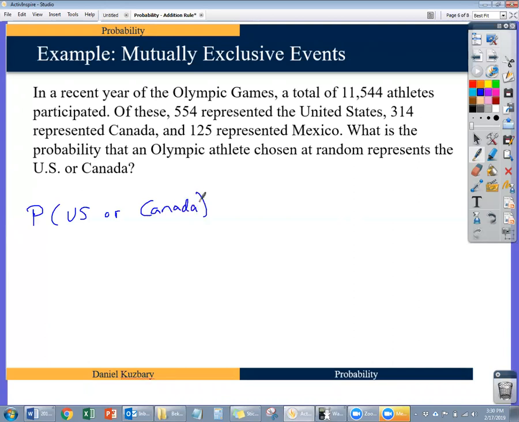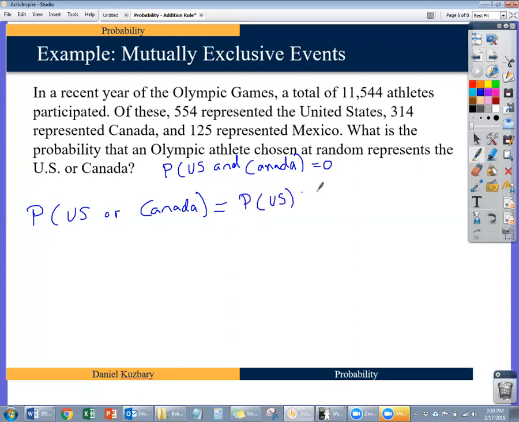Now, the first thing we should do is ask ourselves, are these mutually exclusive events? Is it possible for an athlete to represent the United States and Canada at the same time? It's not. Now, you may be thinking, well, they could be from the US and from Canada at the same time, but I think the Olympic rules say you've got to pick a team. You can only represent one country at a time. So the probability that you have an athlete representing the US and representing Canada at the same time has to be 0. They're mutually exclusive, which means we're going to use the simpler addition rule for mutually exclusive events.